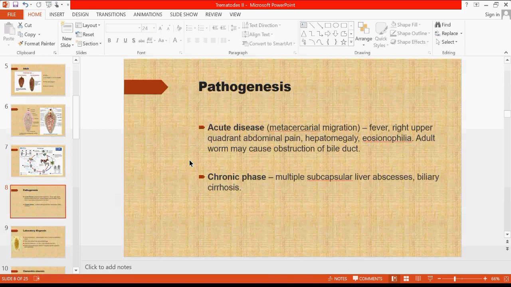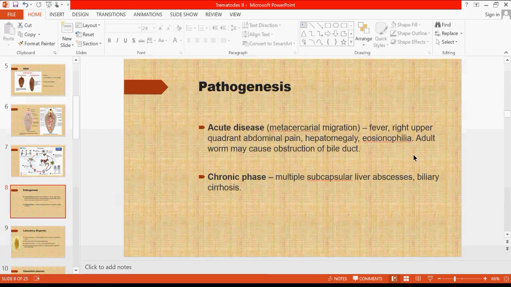Then hepatomegaly can also be found on palpation. And on blood examination, definitely with any parasitic infection, you will have raised total counts. Along with that, the eosinophil count will be higher. So that is the diagnostic clue.